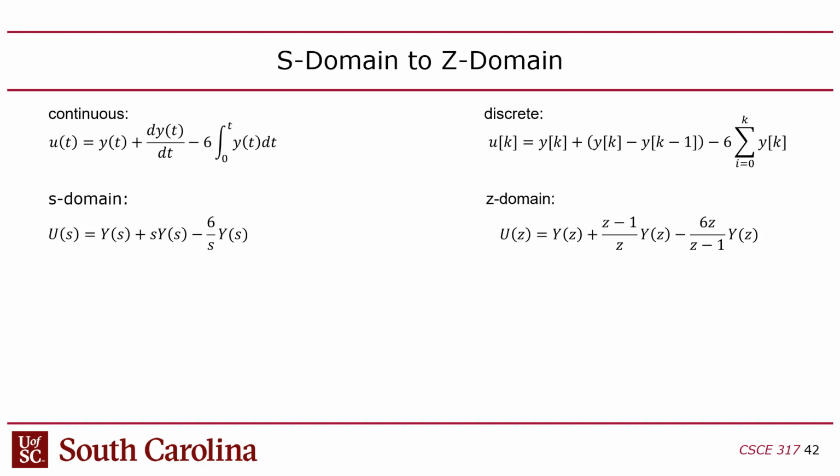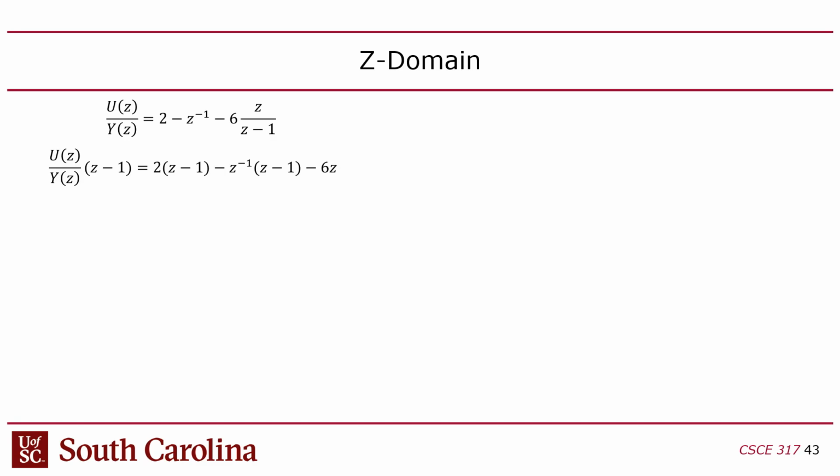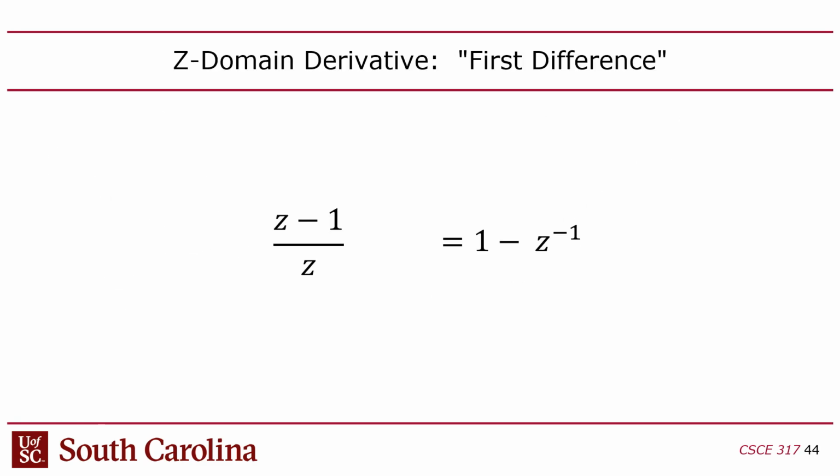The integral, or it's not really the integral, it's the summation, is actually Z over Z minus 1. So instead of, remember over here, the integral was 1 over S, over here, Z over Z minus 1 is the integral. Okay? And then you can calculate the transfer function the same way in the Z domain. So what is going on here? Let me talk about this in a second. So the derivative is Z minus 1 over Z. Why?